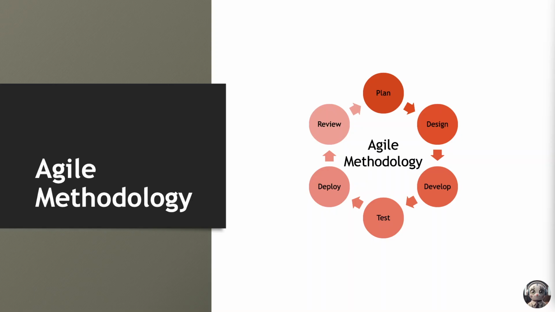Deployment in Agile methodology involves the frequent and incremental release of working software to end users. Unlike Waterfall, where deployment occurs only at the end of the project, Agile enables early and regular delivery of value, allowing for faster feedback and validation from stakeholders. The final phase of the Agile methodology is review, where the development team reflects on the outcomes of the sprint and identifies areas for improvement. This retrospective process promotes continuous learning and adaptation, driving iterative refinement and enhancement of the development process.